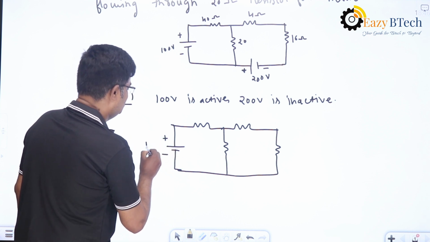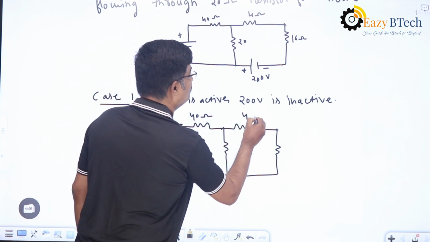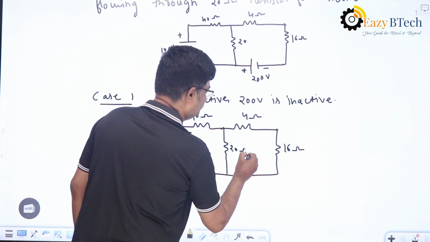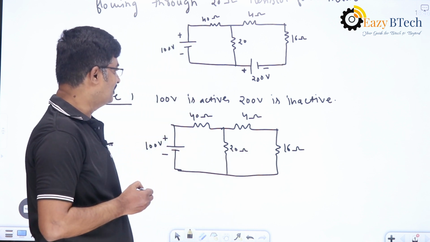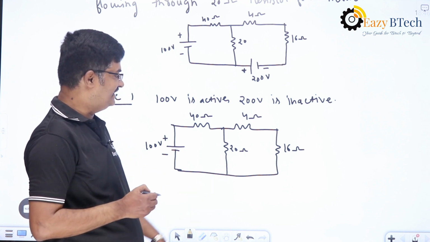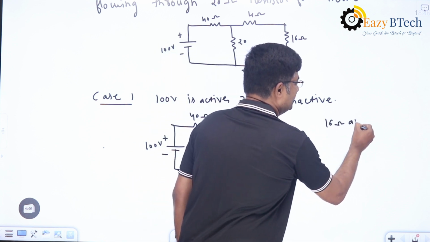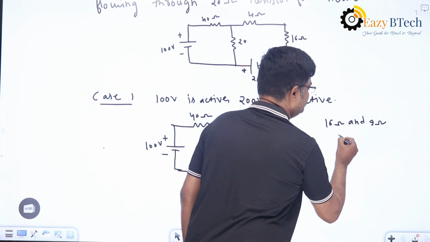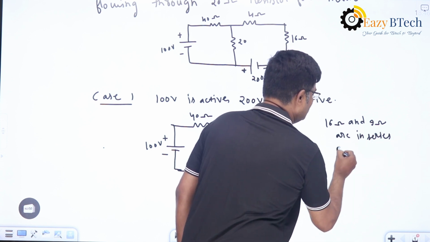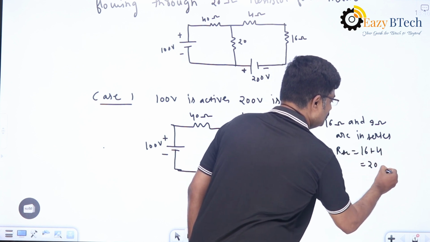this: a 100 volt source, 40 ohm, 4 ohm, 16 ohm, and this is 20 ohm. So in case 1, 100 volts is active and 200 volts is inactive. This is the modified diagram. Here 16 ohm and 4 ohm are in series, so R series is equal to 16 plus 4, which is equal to 20 ohm.